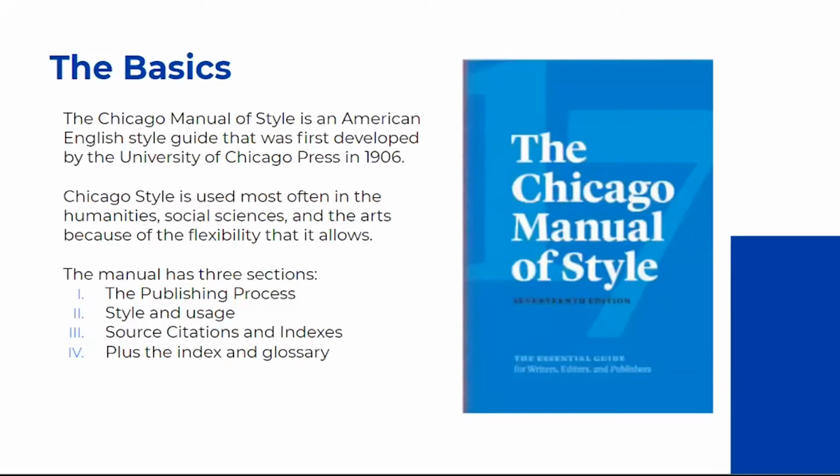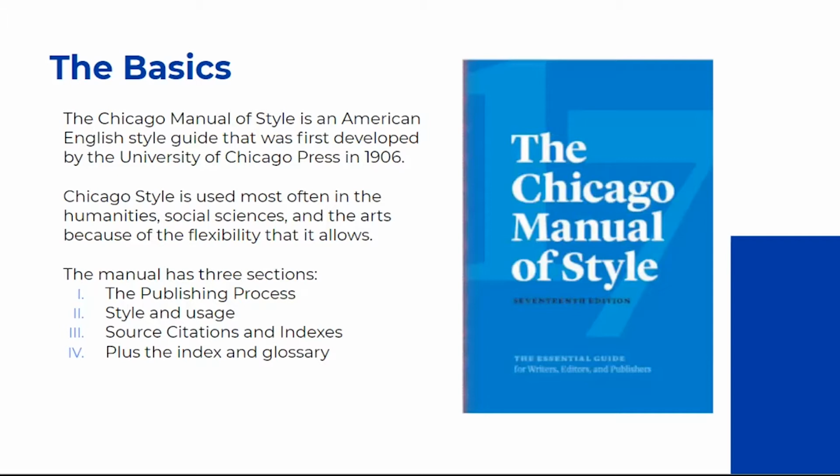Some of the basics. Chicago is short for the Chicago Manual of Style. It's an American style version that was developed by and based in the University of Chicago Press. It's mostly used with the humanities, social sciences, and the arts because it is a very flexible citation style. Other types of citations are a bit more rigid in their rules and structure, but Chicago allows for some flexibility.